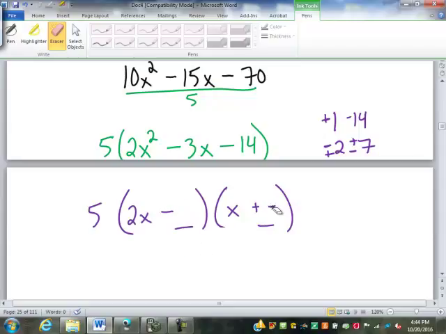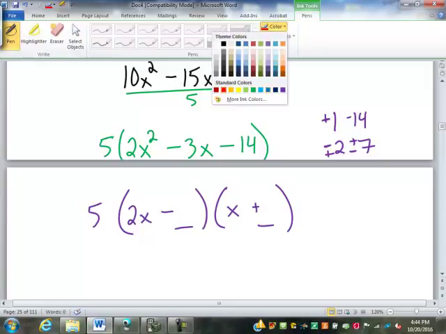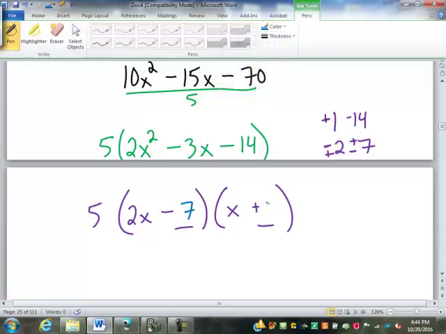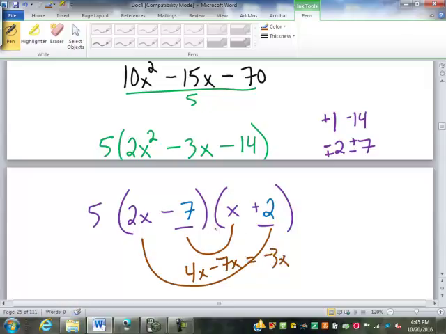So I'm going to switch the 7 and the 2. Before I go to the 14 and 1, I'm going to switch the 7 and the 2. So I'll put 7 here and 2 here. Now I'm going to check. 2x times 2 is 4x. Negative 7 times x, negative 7x. That adds up to make negative 3x. That's the one I want right there.